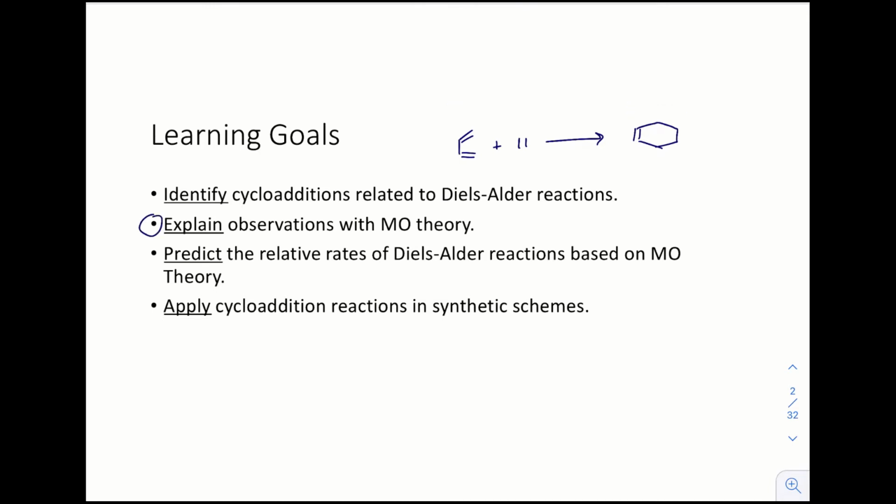We will explain observations related to cycloadditions with molecular orbital theory, predict the rates of Diels-Alder reactions based on FMO theory. In the last lesson, we made these predictions based on conformational analysis. We'll look at electronics and FMO theory this time. Finally, we will apply cycloaddition reactions in synthetic schemes of organic molecules.